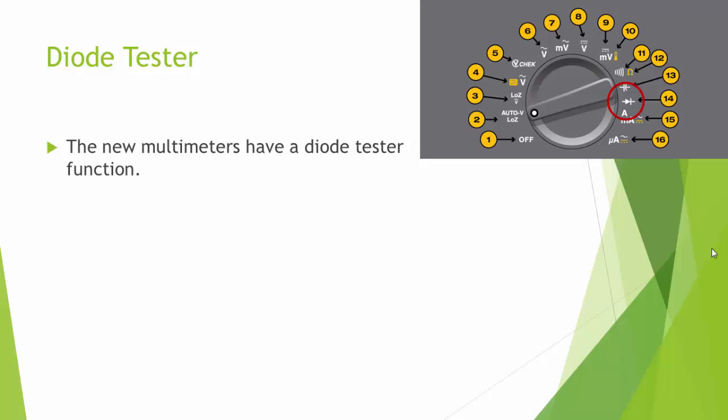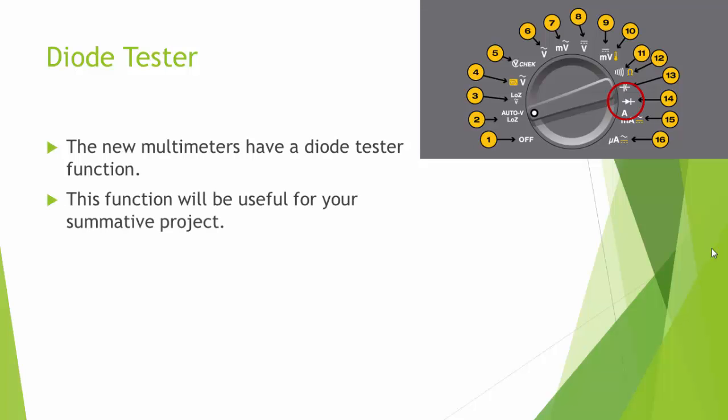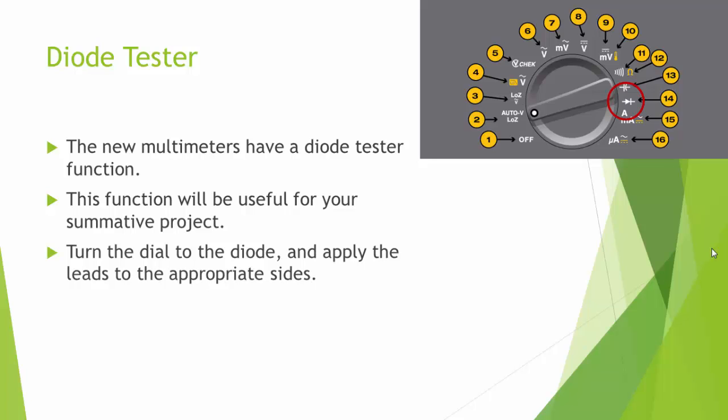Okay, the diode tester. Most of our multimeters have a diode tester function as well. This can be useful for various projects. You turn the dial to the symbol for the diode and apply the leads to the appropriate sides. So you can test diodes. It'll beep if you've got it set up properly and the diode's working correctly, or it should be able to light up a red LED to test your LEDs.